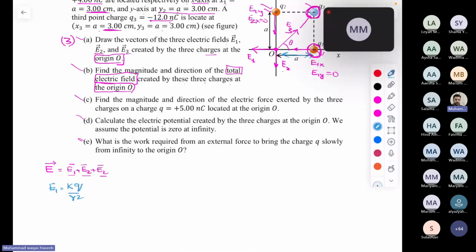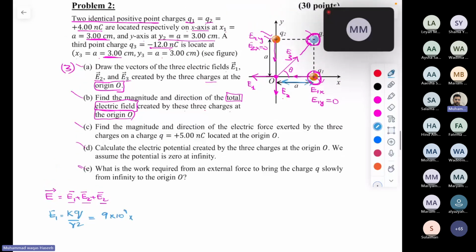Now, what is the total electric field? k is 9 times 10 to the power 9, which is given in your constants. Then what is the charge Q1? Q1 is 4 nanocoulomb, which is 4 times 10 to the power minus 9, divided by r squared. r is the distance between the origin and the charge, which is a. Sorry, nano is 10 to the power minus 9.